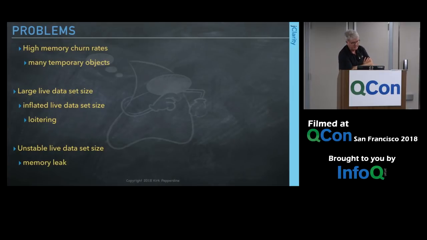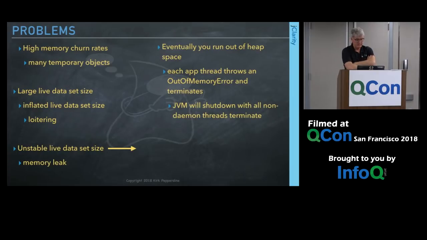If we have an unstable live data set size, or what we normally would say is a memory leak, then of course you're just going to eventually run out of memory. And that's going to be really bad for performance, yeah? So each app thread is going to throw an out of memory error and will terminate because it can't satisfy the allocation. And when all of the non-daemon threads are finished, then basically the JVM will shut down and it'll throw the out of memory error that we all love, right?